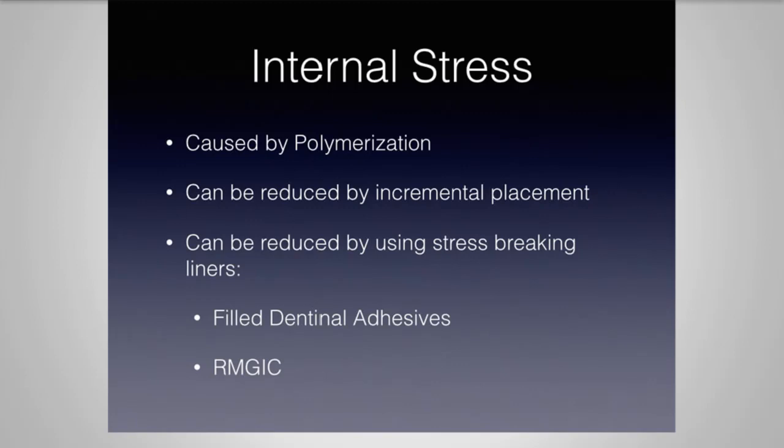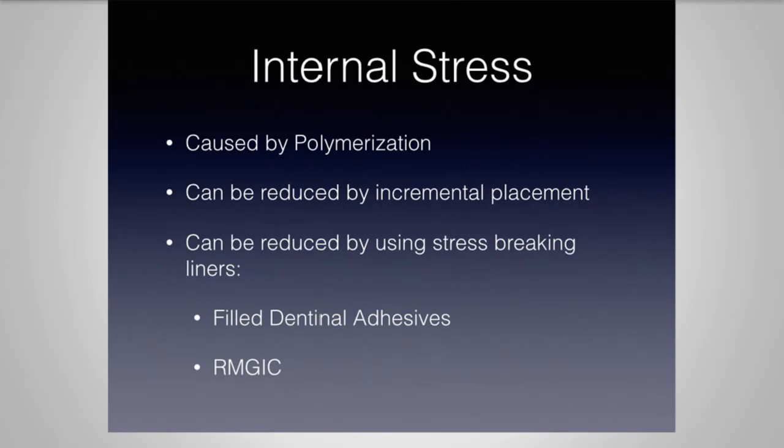Stresses, especially the internal stress that is caused by polymerization shrinkage, are a big factor that is causing some of the science today to look at this stress that's going on, not only from the polymerization itself, but also from the shrinkage stress that occurs. And we'll talk about that briefly in a few moments. The internal stress should be and can be reduced by incremental placement.